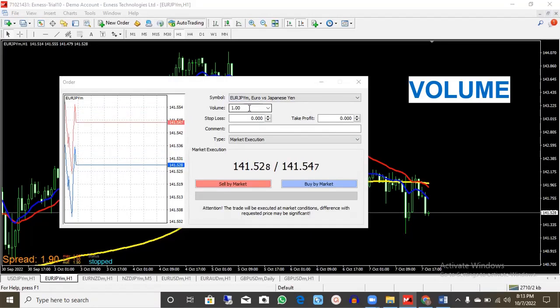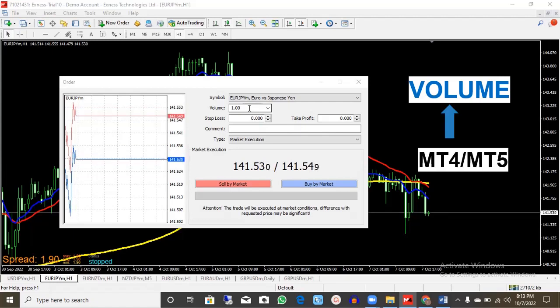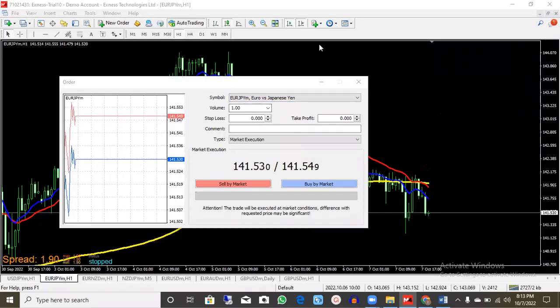Now, depending, if you're using cTrader, you will see lot size. If you're using MT4 on your phone, you will see volume. If you're using MT5, you will see volume. So if anywhere you find this volume, it simply means lot size. And like I said, it has to do with the quantity you want to buy.